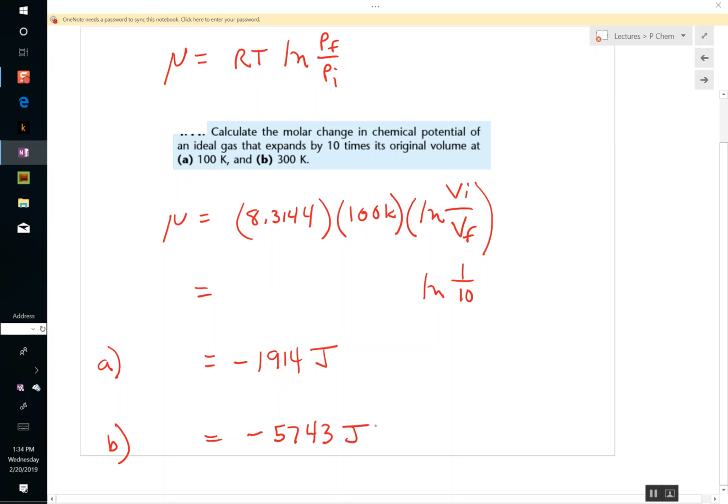Is that joules per mole or just joules? Look at your ideal gas constant. Your ideal gas constant is joules per mole kelvin, and then your temperature. So the molar change, I guess joules per mole would not be incorrect. That's how many joules it is per mole.